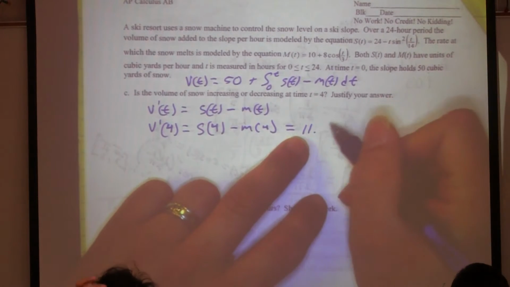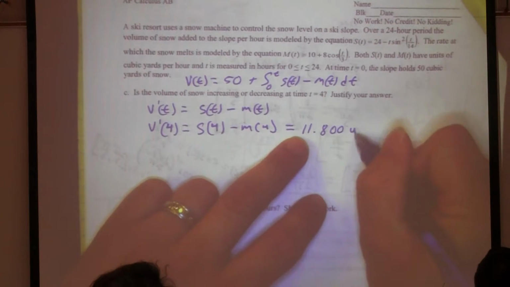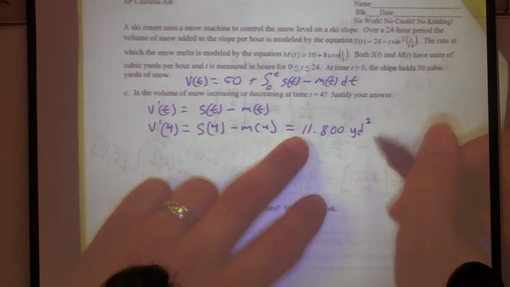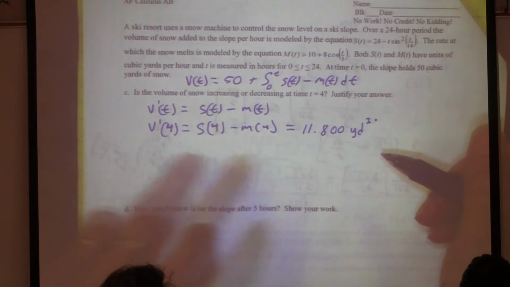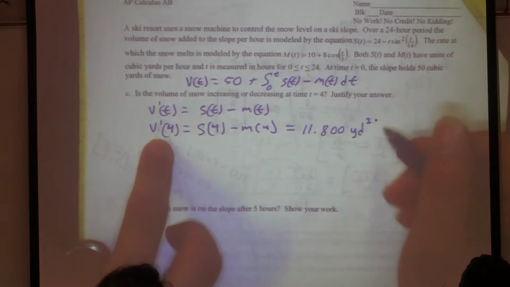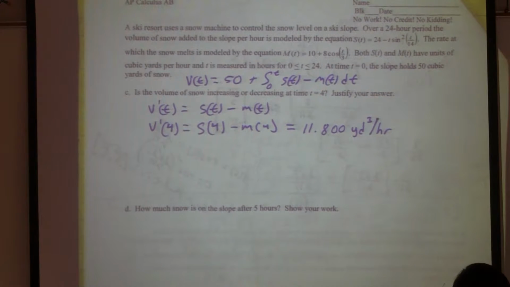Oh, it was 11,800. What are the units? Just cubic yards? It's not volume. It's the rate of change of volume, so per hour. So cubic yards per hour, right? It's a rate. Okay, so what could we say?